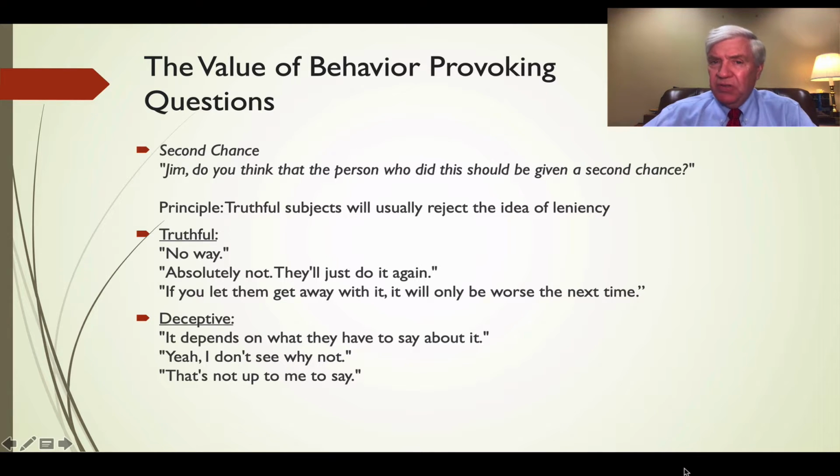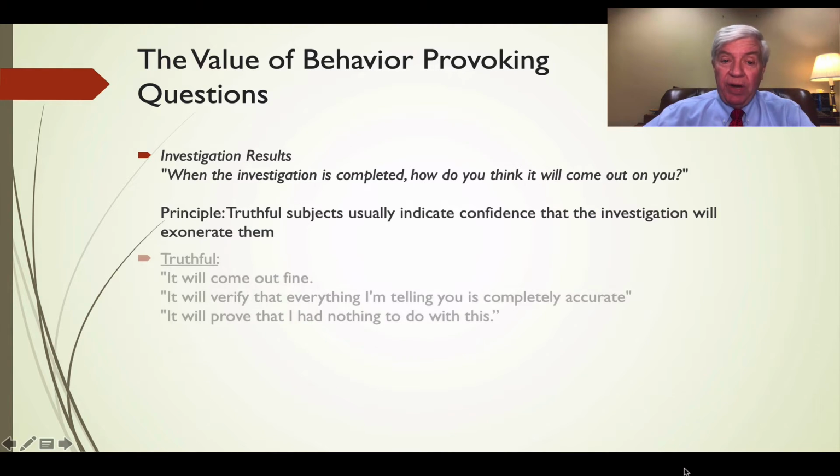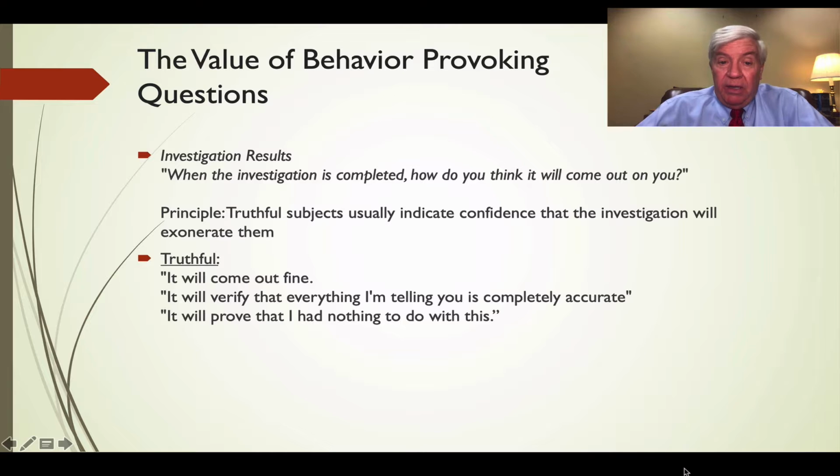That's really not for me to say. And the fourth BAI question in this program is called investigation results. Jim, when the investigation is completed, how do you think it will come out on you? Most truthful people indicate confidence that the investigation will exonerate them. It'll come out fine. It'll verify that everything I've told you is the complete truth, completely accurate. It'll prove that I had nothing to do with this thing.